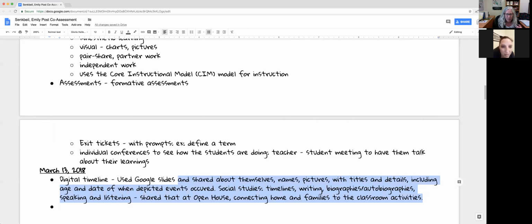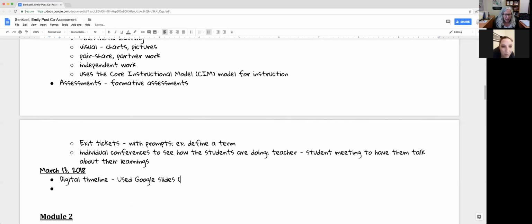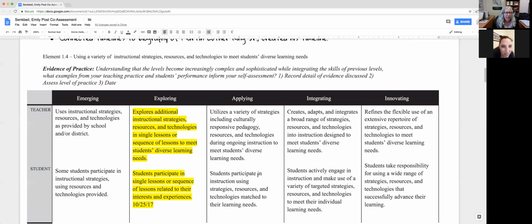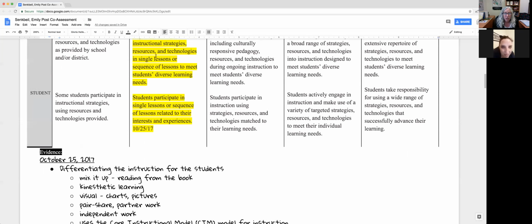This is maybe tech to engage students in writing, and sequencing activity. What else have you been using that would be a different instructional strategy to meet students' diverse learning needs?